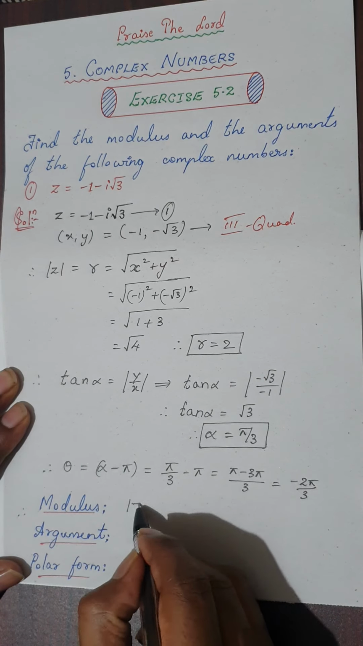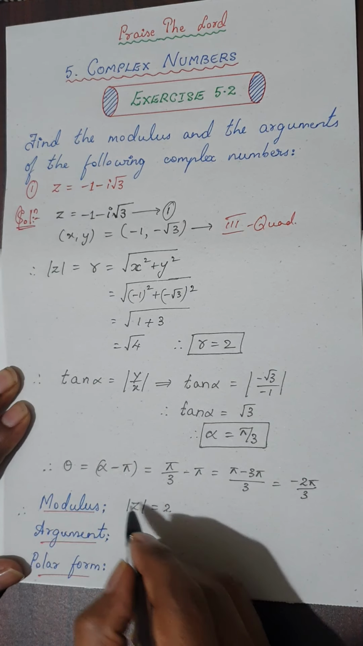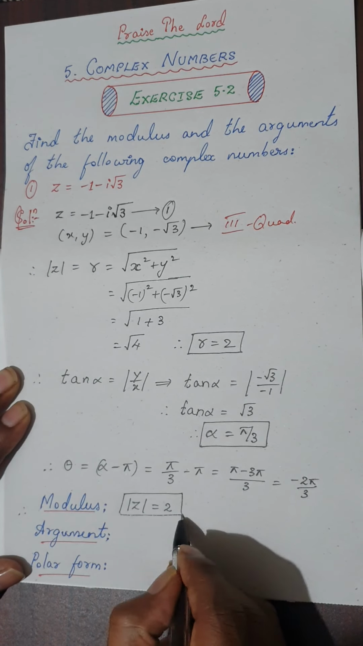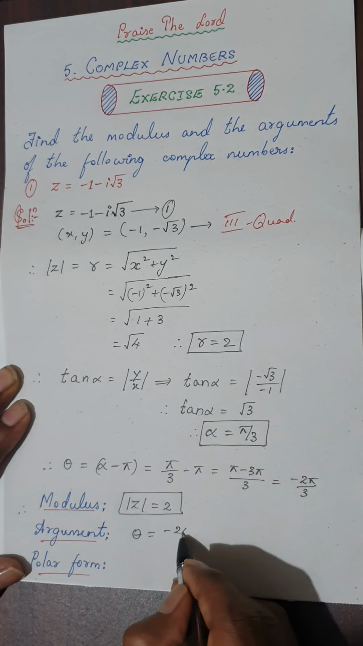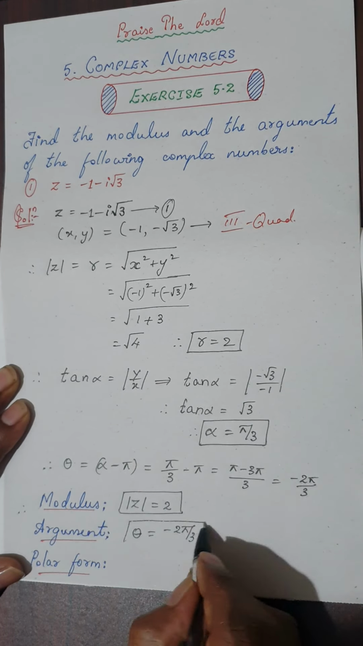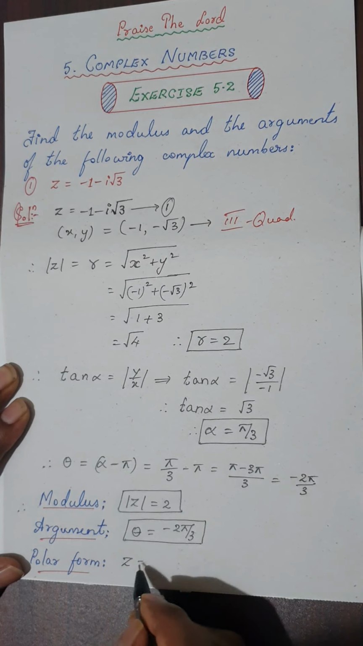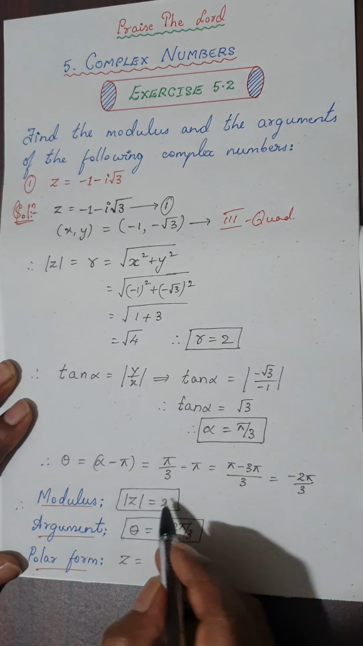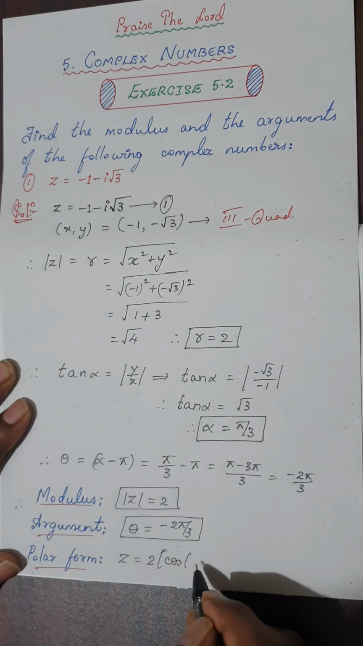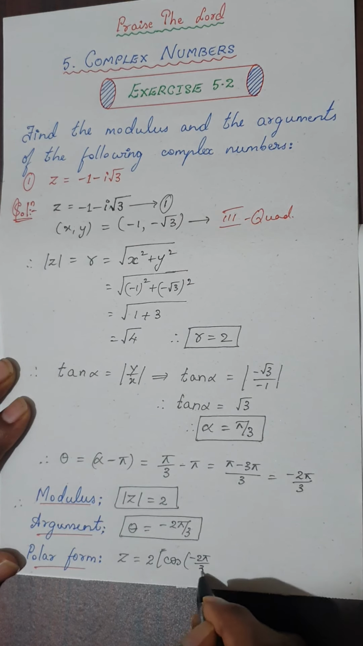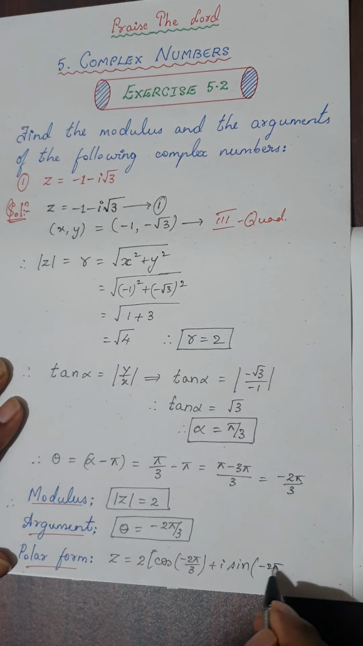So let's write down the final values. Modulus of z, mod z, we have already found out, is 2. You can take it as the final answer. And the argument value, theta, is minus 2 pi by 3. And finally, the polar form. Polar form is z is equal to r into, I told you r is equal to 2, into cos theta. So it is cos of minus 2 pi by 3 plus i sine of minus 2 pi by 3.